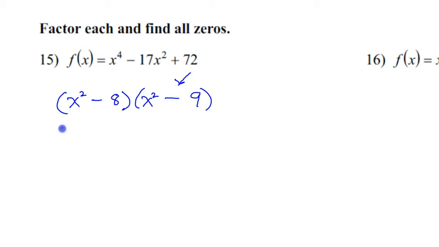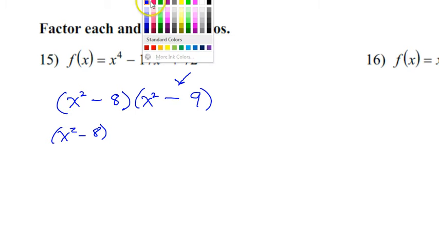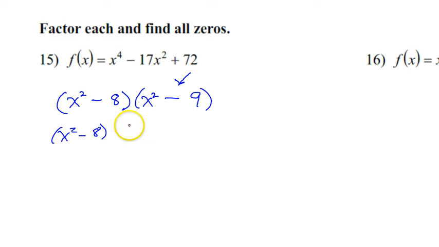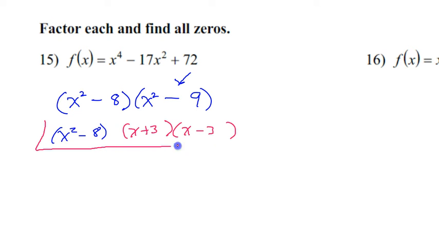So the x squared minus 8, I'm just going to keep that like it is. 8 is not a perfect square. But 9 is a perfect square. This is the difference of two squares. So I'm going to take the x squared minus 9 and break that down as x plus 3 times x minus 3. So this is now completely factored.